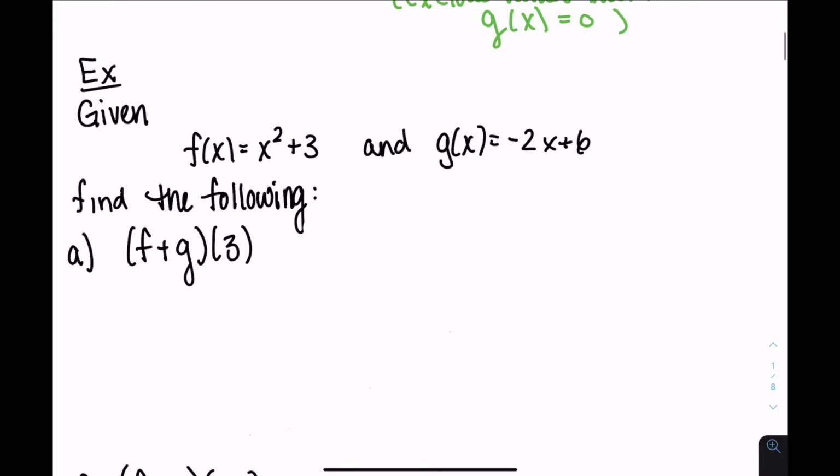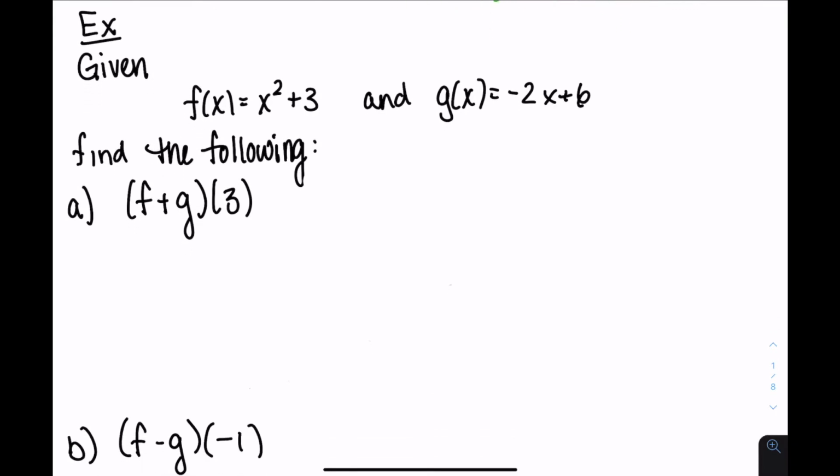We've got two functions. f of x is x squared plus 3. g of x is going to be the line, negative 2x plus 6. And we're just going to evaluate a bunch of these. So you absolutely could go through and find the function f plus g first. But really, all this means is we're going to take f of 3, add to it g of 3.